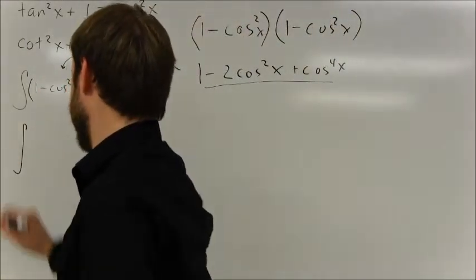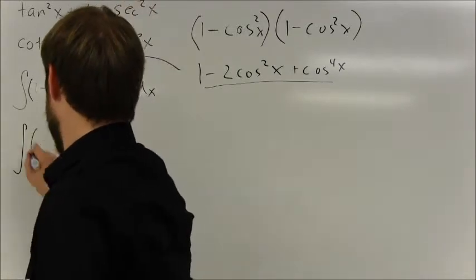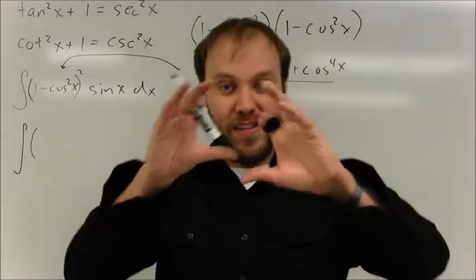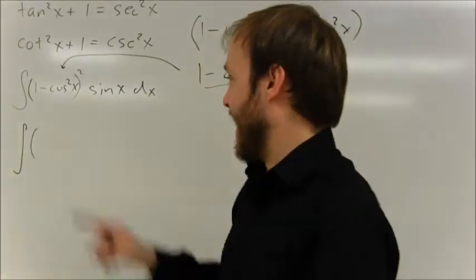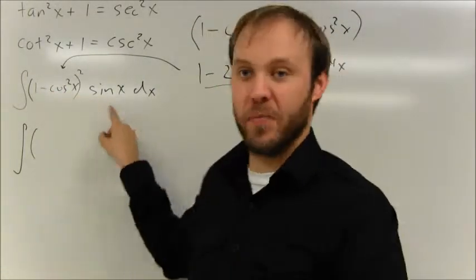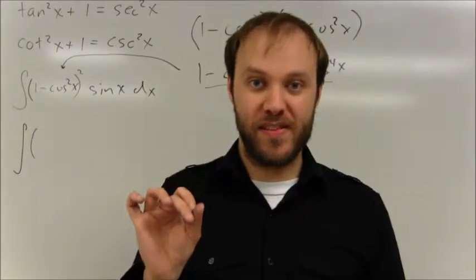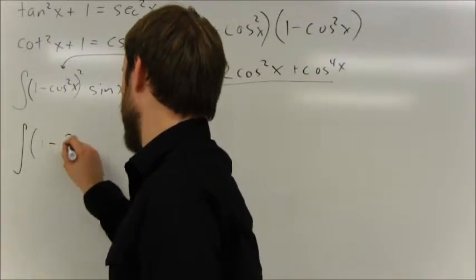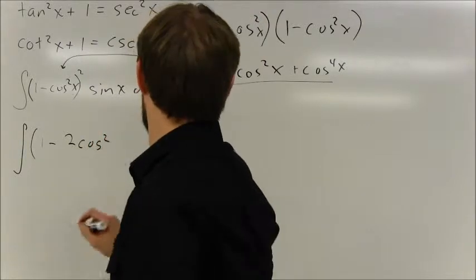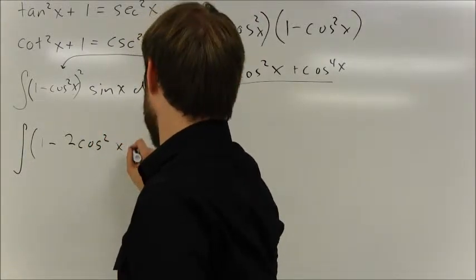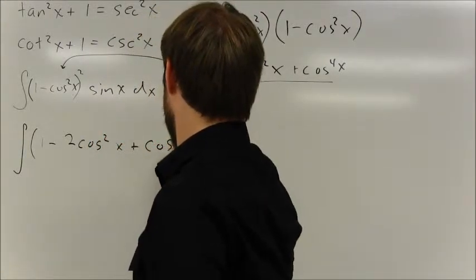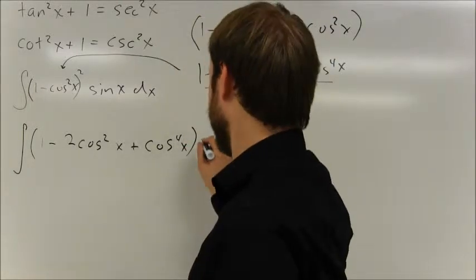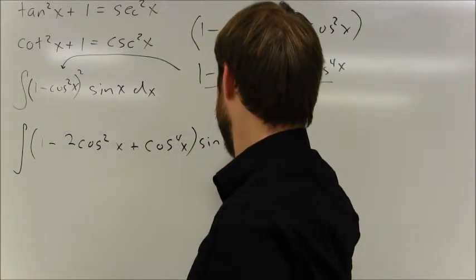So what I actually get is the integral of, and be really careful with your parentheses. You've got to have parentheses in this whole thing. This whole thing is being multiplied by the sine of x, and if you lose the parentheses, you're not going to be able to finish this problem. So it's going to be 1 minus 2 cosine squared of x plus cosine to the fourth of x, all of that multiplied by the sine of x dx.